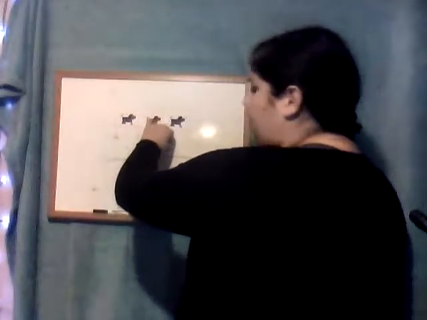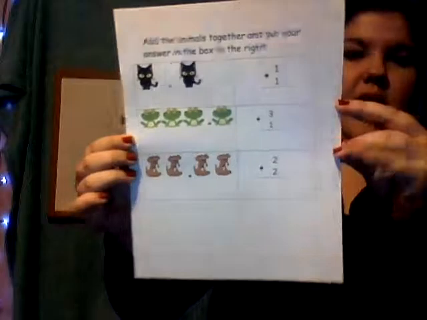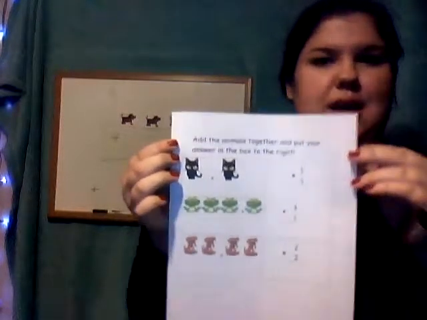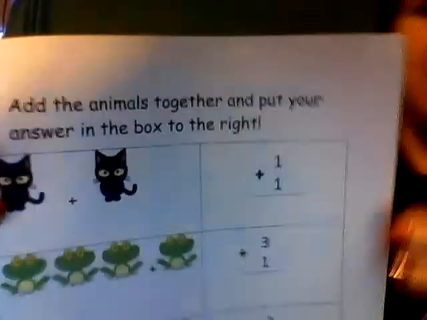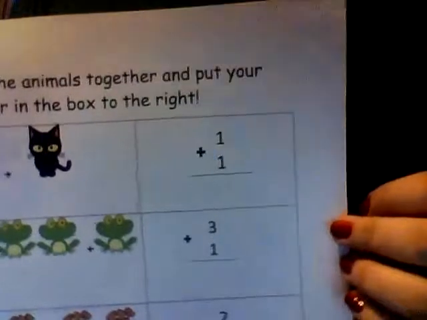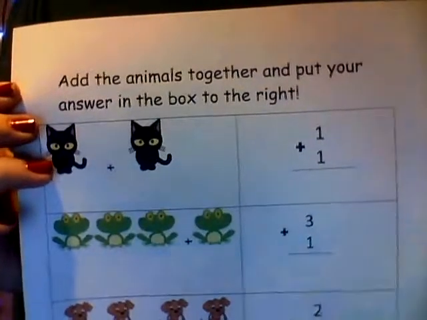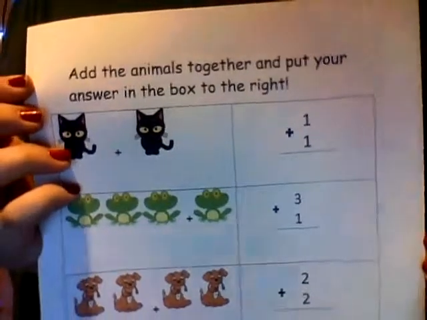Now you guys have a paper that you're going to do. And it looks like this. All right, and you all have it in front of you. So we're all going to read the directions out loud together. It says, add the animals together and put your answer in the box to the right.